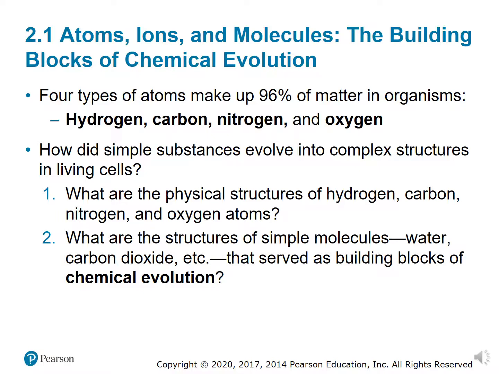So the question is how did simple substances evolve into complex structures in living cells? What are the physical structures of hydrogen, carbon, nitrogen, and oxygen that made them so accessible to go from simple molecules to forming really complex molecules that are carbon containing? And that's what the chemical evolution is all about.